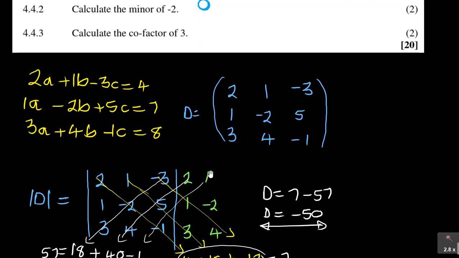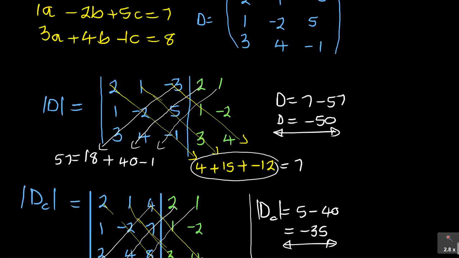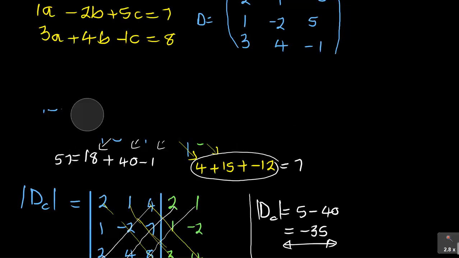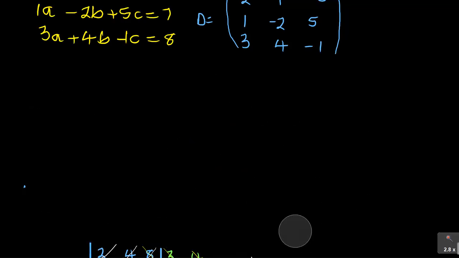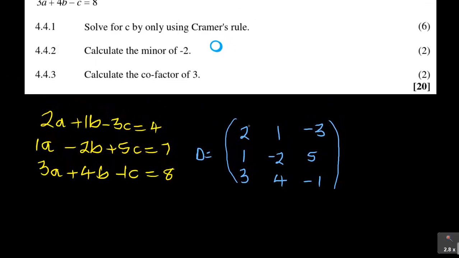So if I can just erase a few things here, for the sake of my space, if I can just take this off. If they're talking about the minor of minus 2, what they're saying is I must come here to minus 2, and then after that I'm going to cross that, then I'm going to cross that. You see the numbers that are remaining: 2, 3, minus 3, and minus 1. Those are the numbers that I'm interested in.